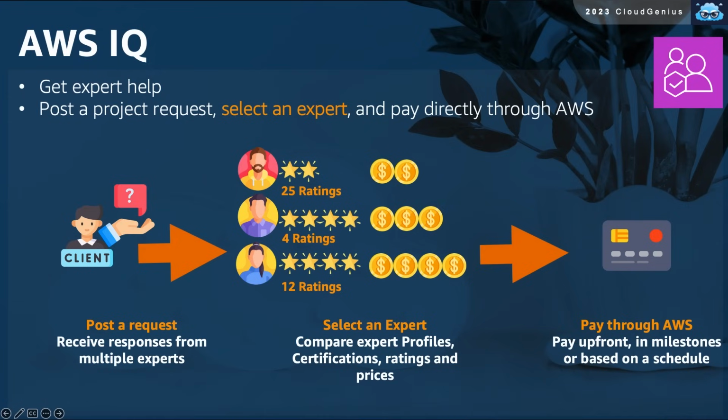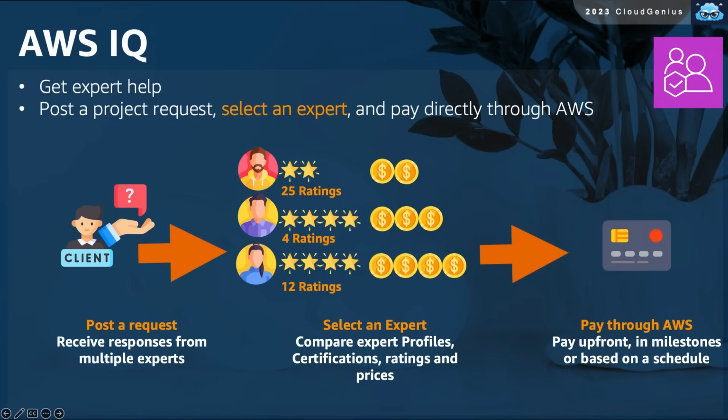AWS IQ is a platform by Amazon Web Services that connects customers with AWS certified experts to get help with their cloud projects. With AWS IQ, customers can find and hire experts for various services, such as architecture design, cloud migration, software development, and more. The platform offers a streamlined process for posting projects, receiving proposals from experts, and selecting the best match based on qualifications, budget, and timeline.